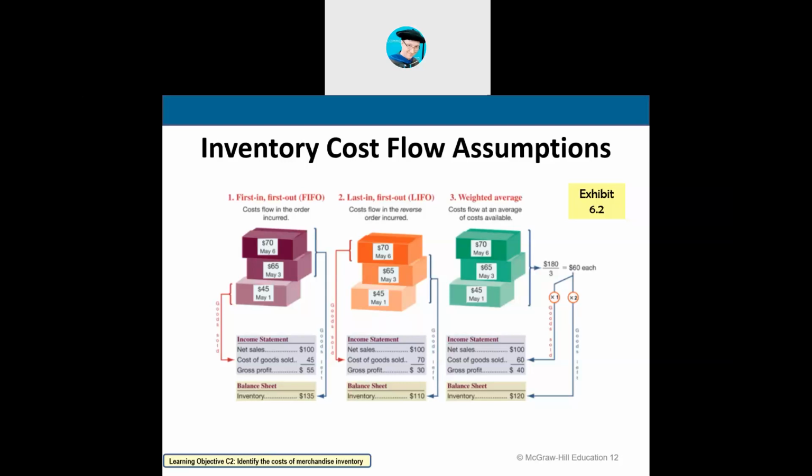Now, I sold something, obviously. So we have sales minus cost of goods sold equals gross profit. Our cost of goods sold is $60. Why is it $60? Because we sold one, and our ending balance is we got 2 left. In this case, 120 is what's left. That's 60 times 2. And that's weighted average.